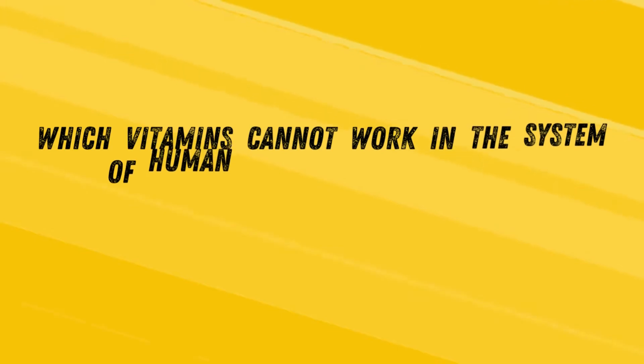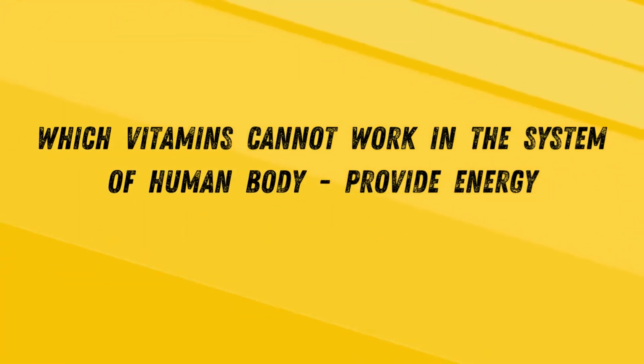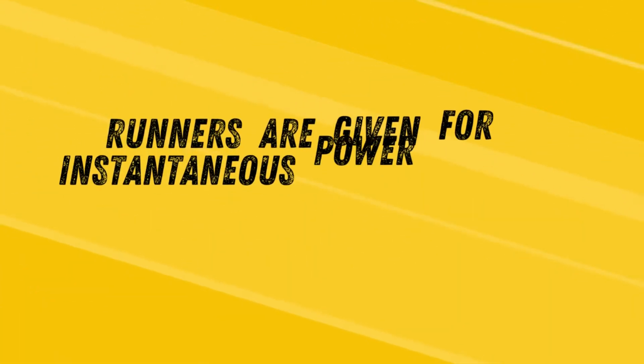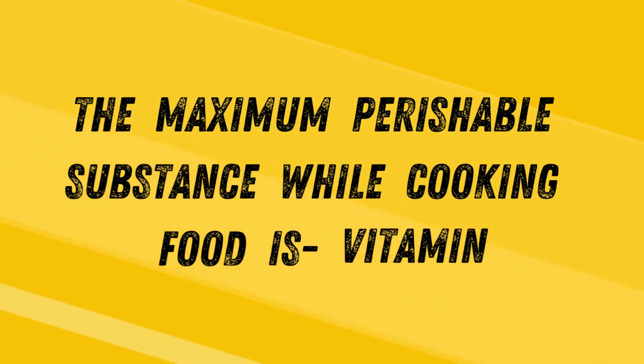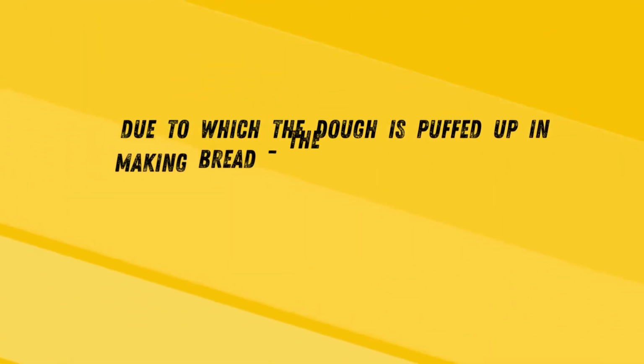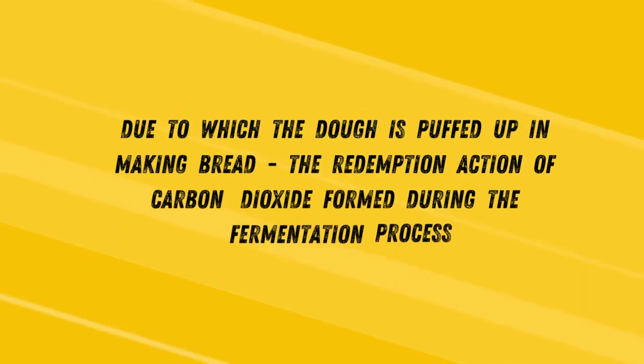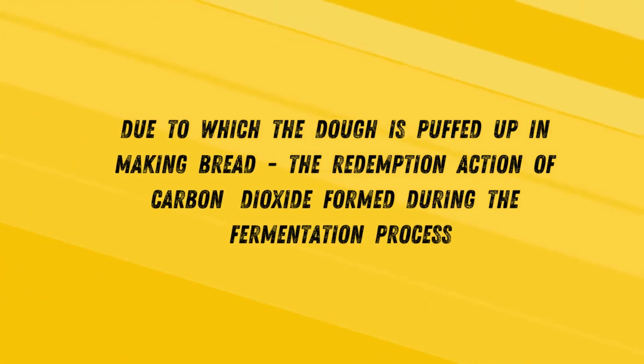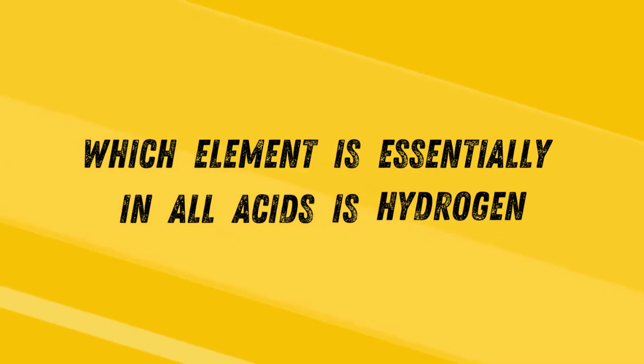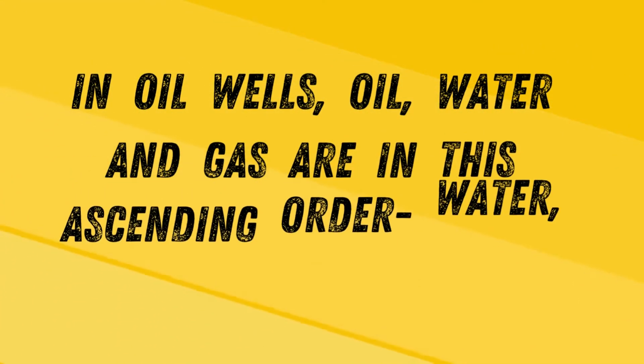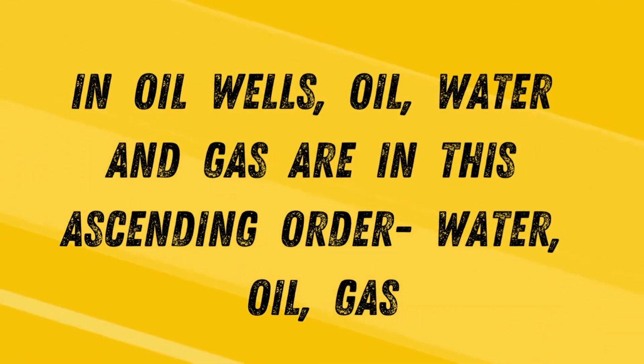Which vitamins cannot work in the system of the human body? Which provides energy? Runners are given glucose for instantaneous power. The maximum perishable substance while cooking food is vitamin. Due to which the dough is puffed up in making bread? The action of carbon dioxide formed during the fermentation process. Which element is essentially in all acids? Hydrogen. In oil wells, oil, water and gas are in this ascending order: water, oil, gas.